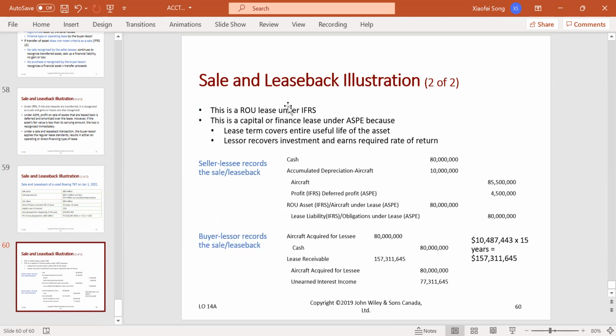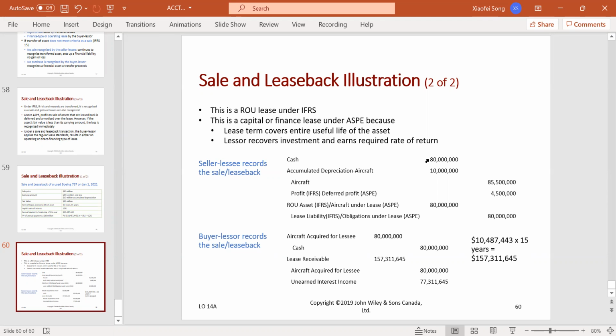Under IFRS, it's a right of use lease. Under ASPE, this is a capital lease, finance lease, because the transfer, the useful life test and the recovery of the investment test are all met, 100%, right? So from the seller and the lessee, first of all, they will record the sale.